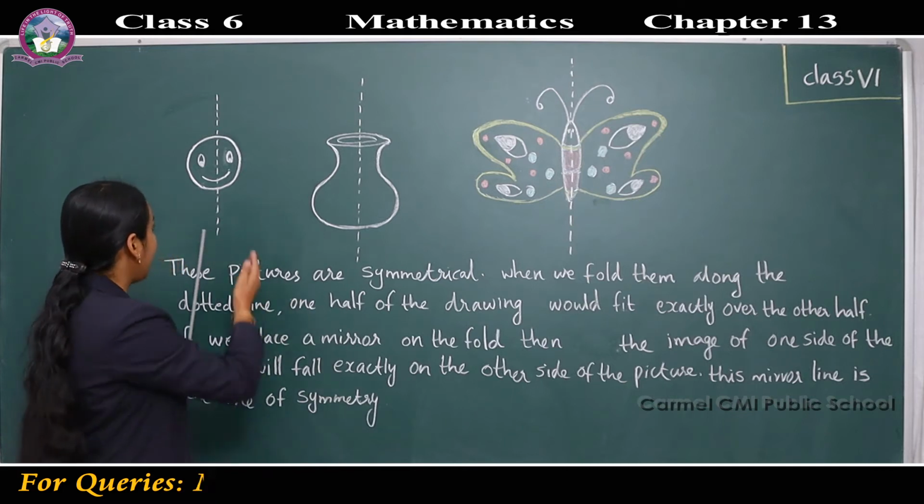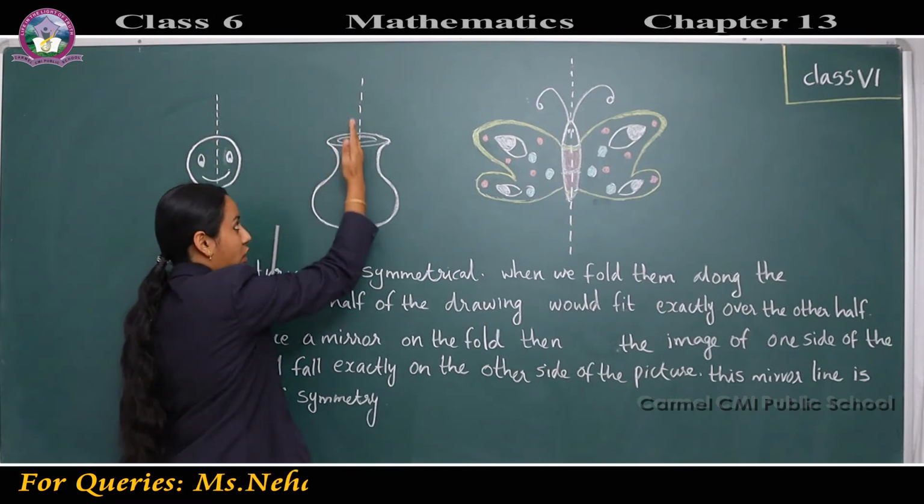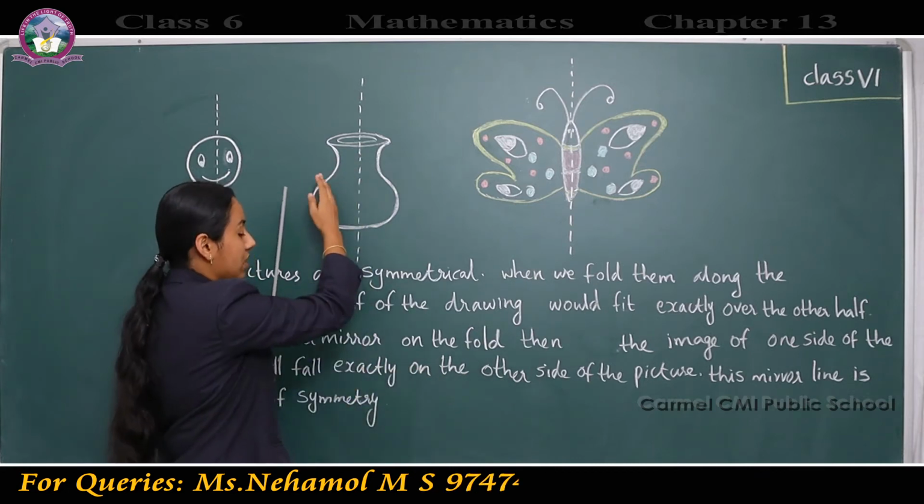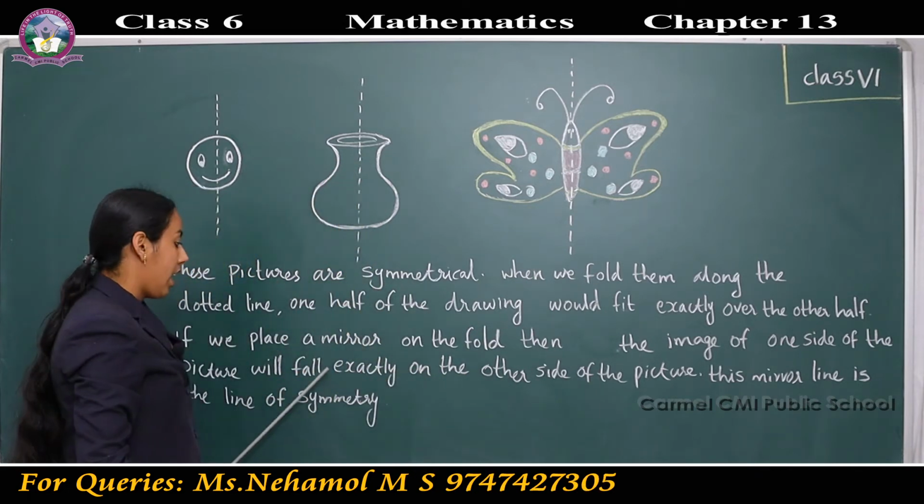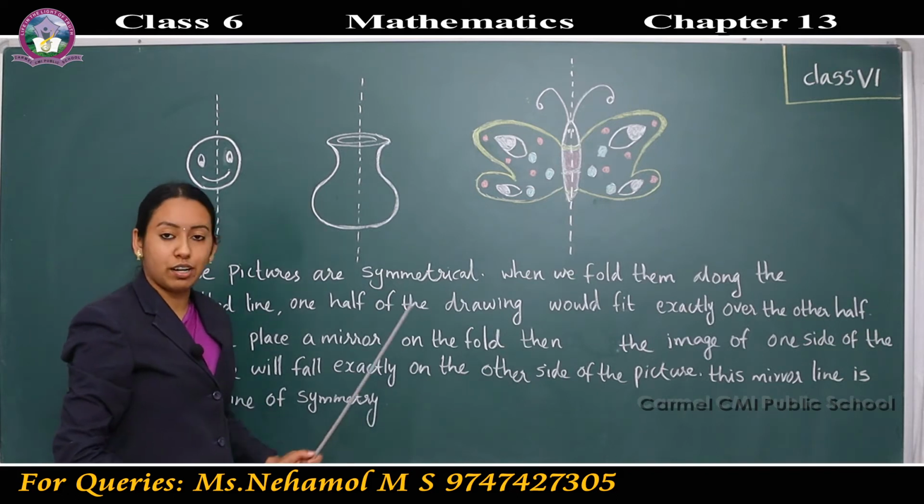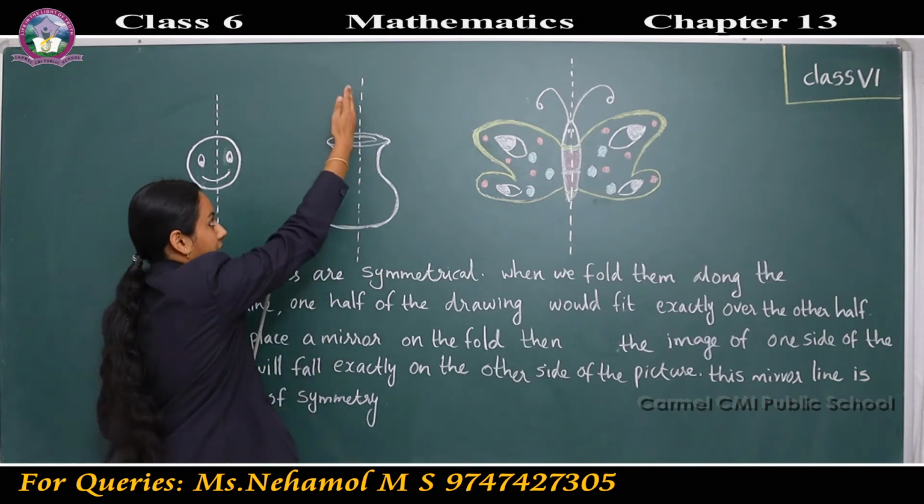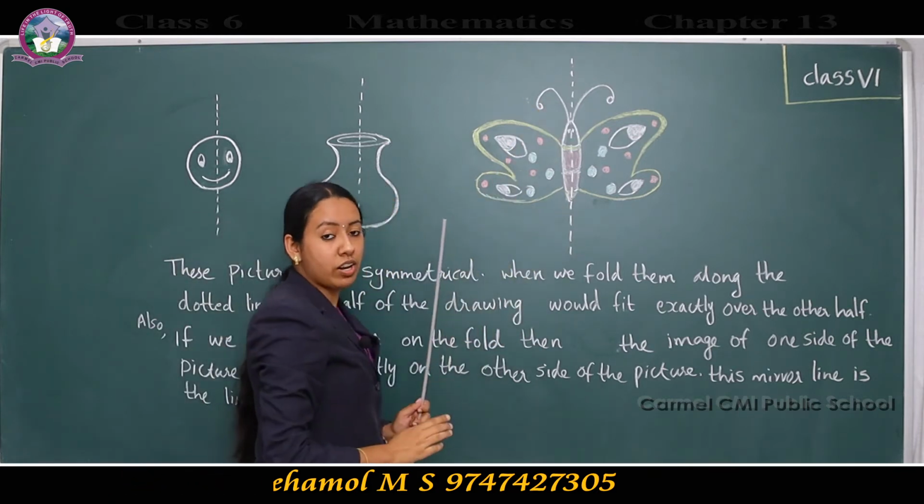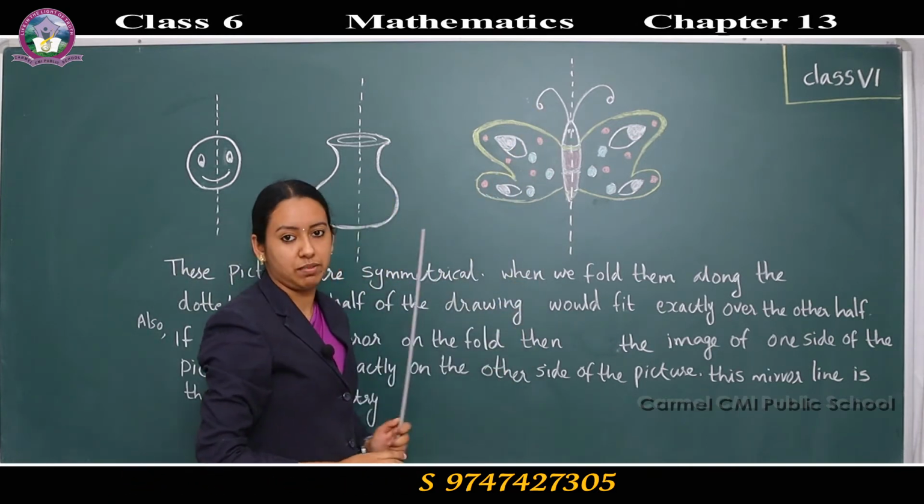If we place a mirror on this dotted line, then the image of one side of the picture will fall exactly on the other side of the picture. This mirror line is the axis of symmetry or line of symmetry.